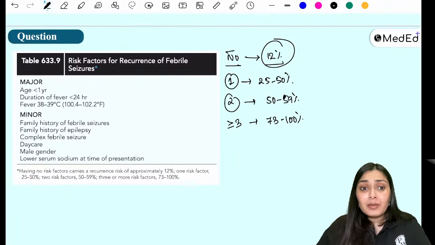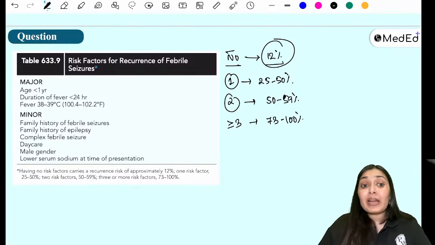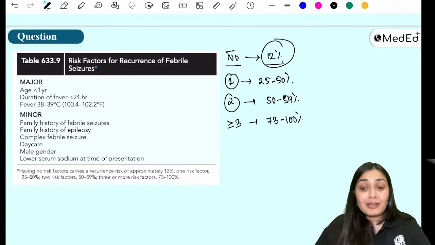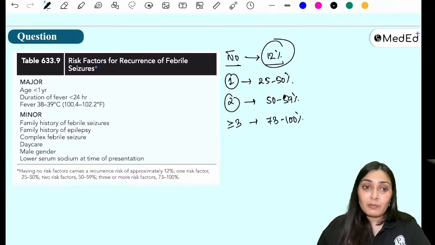And what about the minor? Family history: family history of febrile seizure, family history of epilepsy. If the child had complex febrile seizure, daycare setting, male gender, and lower serum sodium at the time of presentation.